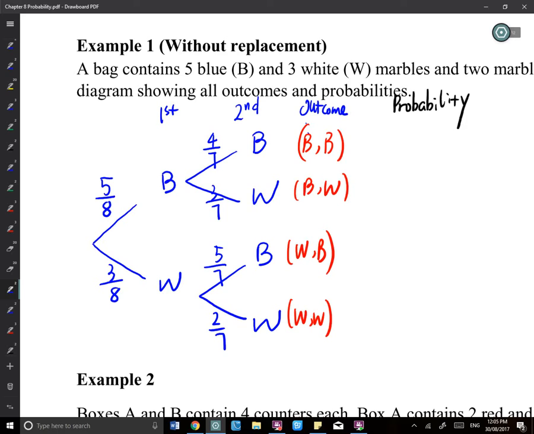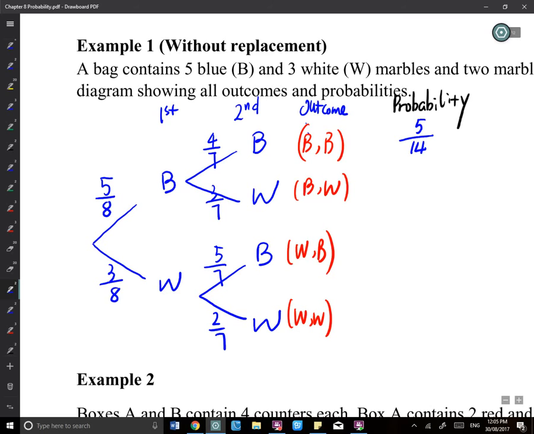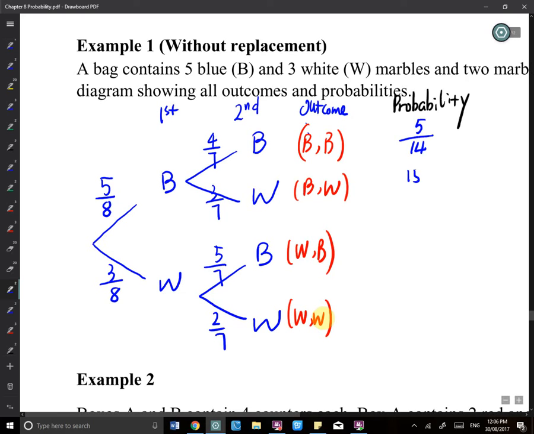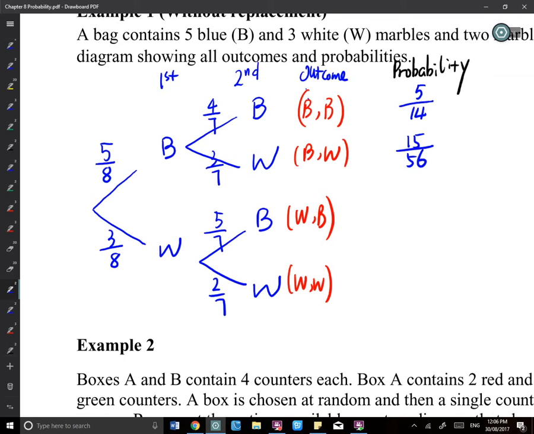What's the probability of getting two blues? 5/8 times 4/7, which is 5/14. The 4 and the 8 get cancelled, it's 2 at the bottom, so 2 times 7 is 14, giving 5/14. What's the probability for a blue and then a white? 15/56. There's no way to cross out any number. And a white and then a blue is the same.